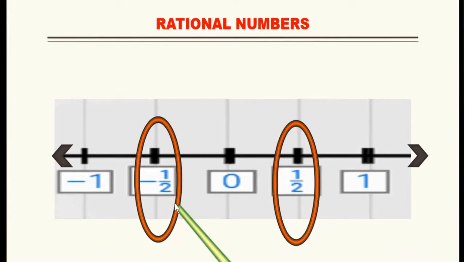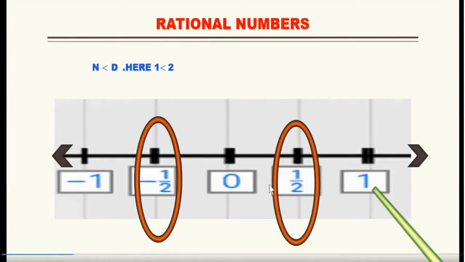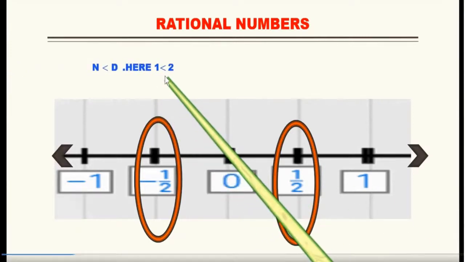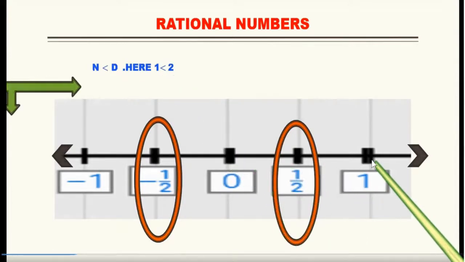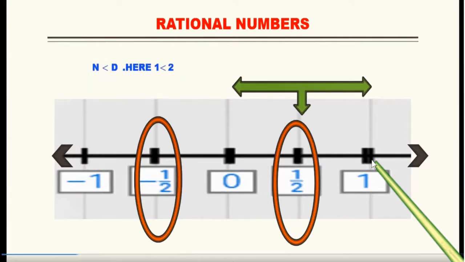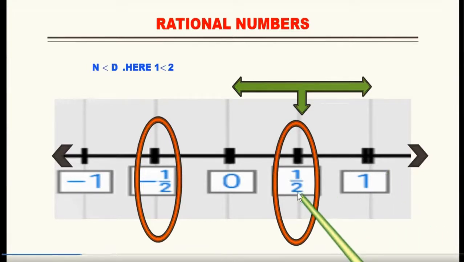Now, when the numerator is less than the denominator, the rational number will always lie between 0 and 1. Here, 1 is less than 2. Hence, the rational number half will lie between 0 and 1. Now, the question arises, into how many parts will the number line between 0 and 1 be divided? It is very simple. Look at the denominator. The denominator is 2. Therefore, the number line between 0 and 1 will be divided into 2 equal parts.